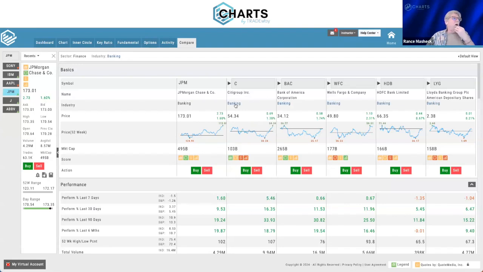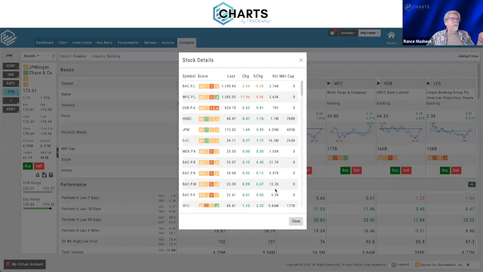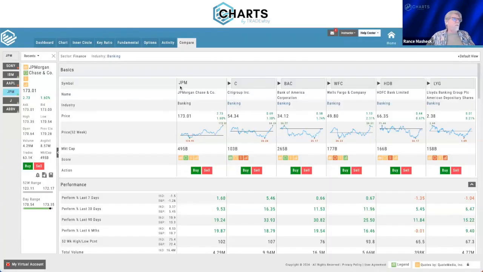So by clicking on the industry, you're going to get the list. You can choose any stock in the list to replace that stock up there. You can't replace this one because this is the primary stock you're on, but all the rest of these you can, in fact, change. But you're not limited to this group.